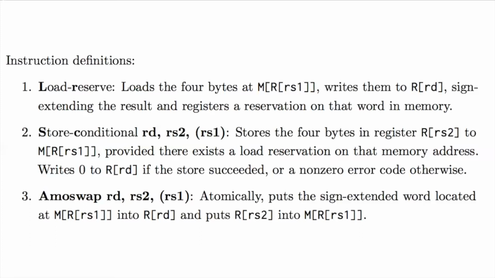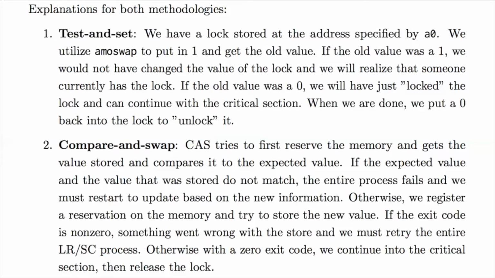Amoswap atomically puts the sign-extended word located at the memory address stored in RS1, the first argument register, into the destination register, then puts what is stored in the second argument register at the memory address in the first argument register. Now we'll go over the methodologies that we saw in the examples.